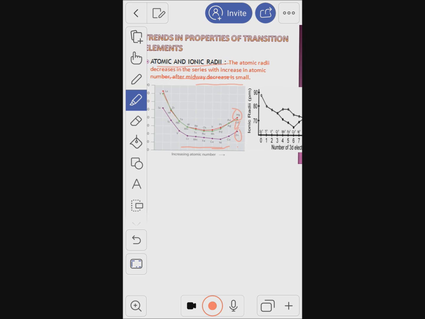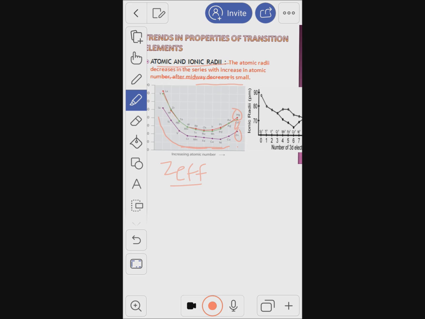When we move, in case of first transition series, from scandium to the midway, means manganese or iron, there is a decrease of atomic radii. This is due to the increase in effective nuclear charge. As the atomic number increases, effective nuclear charge also increases, and hence the atomic radii decreases.